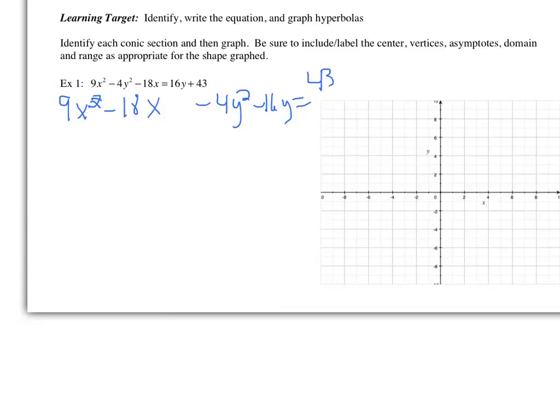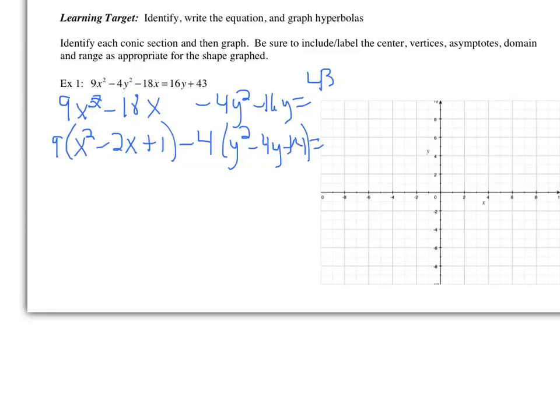So now what I'm going to do is factor out a 9. So 9 times x squared minus 2x. So this is just like we did with the ellipse. Half of negative 2 is negative 1. Squared would be positive 1. The difference is now we're just factoring out a negative 4. So y squared minus 4y, and then half of that squared would be 4 equals 43.